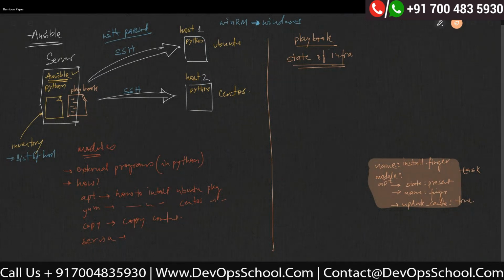So you can have another task called, for example, create user foo. And then I say I want to use the user module, and then say state is present, and the name of the user is foo. This becomes another task.